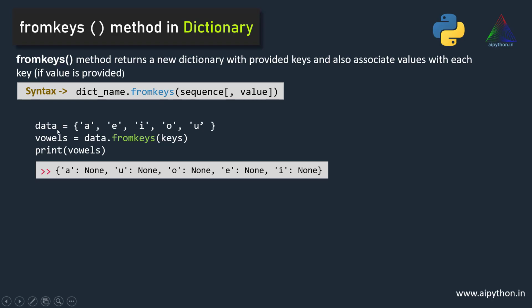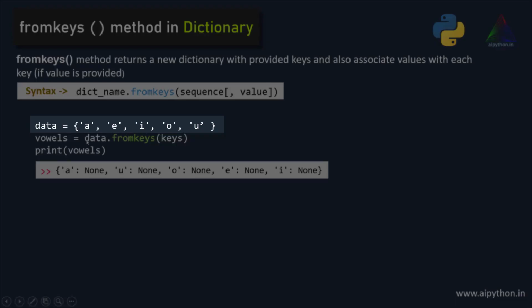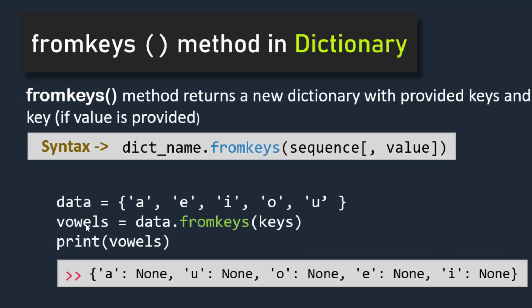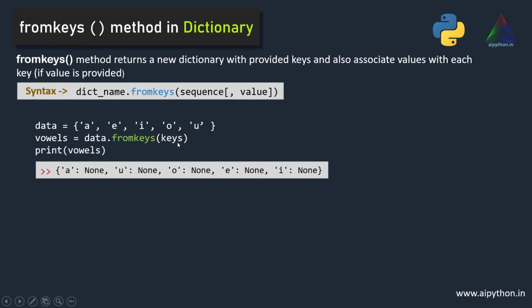So let's say we have data A, E, I, O, U. These are the vowels we know. Since data dot fromkeys basically returns a dictionary, we want to store this dictionary in one name called vowels. vowels equal to data, the original dictionary, dot fromkeys. So what it basically does, it takes all the keys from the data, A, E, I, O, U. These will act as keys, and since fromkeys has been provided only keys, no value, all of these A, E, I, O, U will be supplied as keys with None as a value, because we are not providing any value to these keys.